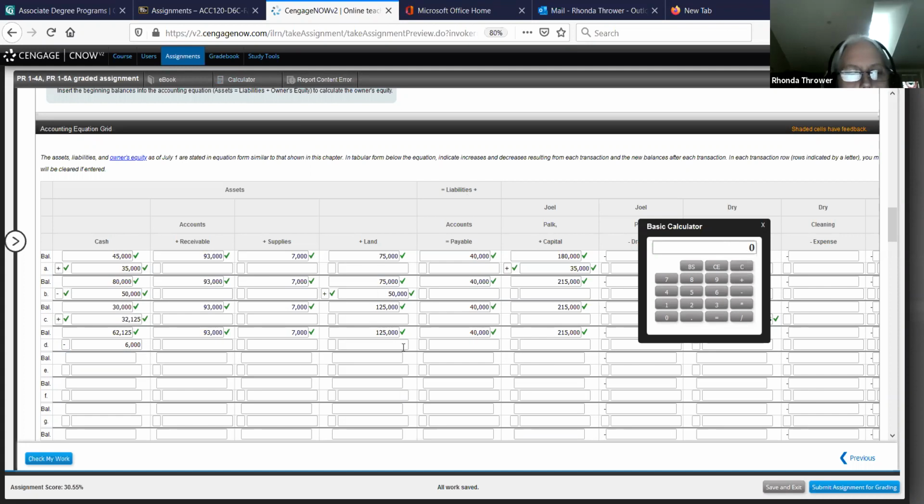The amount of my cash before this transaction was $62,125. We're going to subtract 6,000 from that, and that'll leave us with a balance in the cash account of $56,125.